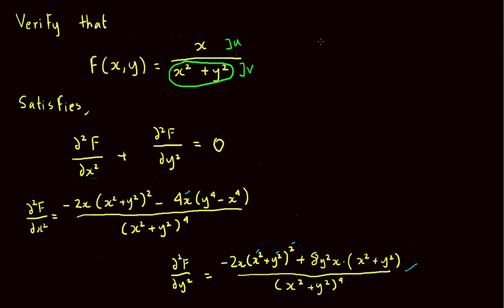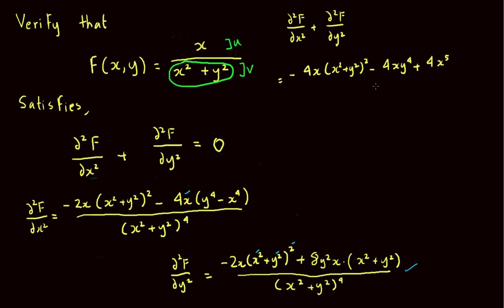Okay, let's try again. So if we add up together del square f del x square plus del square f del y squared, what happens is that we end up getting negative 4x (x squared plus y squared) to the power of 2, minus 4xy to the power of 4, plus 4x to the power of 5.